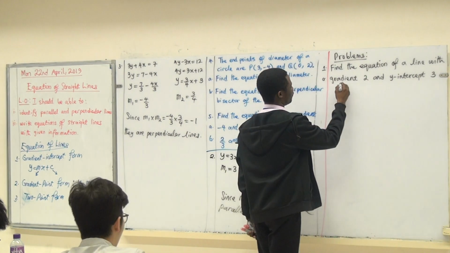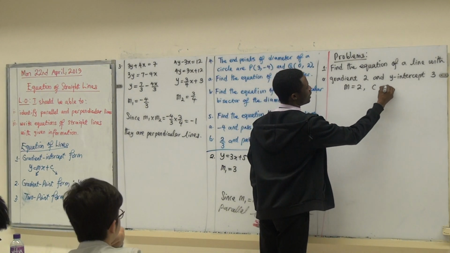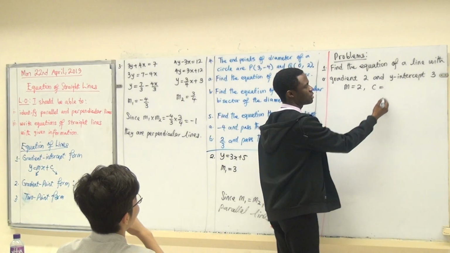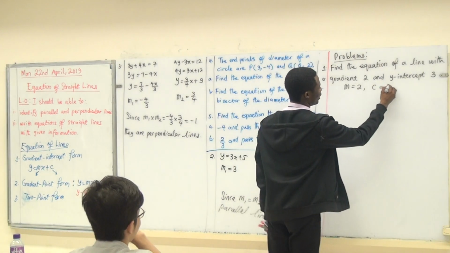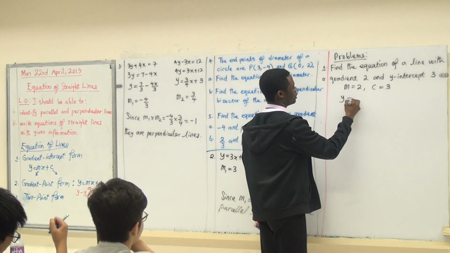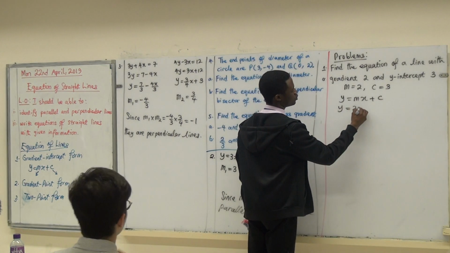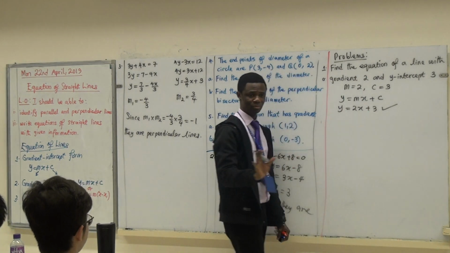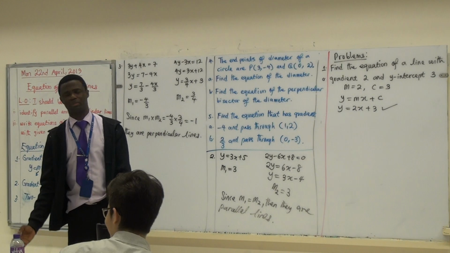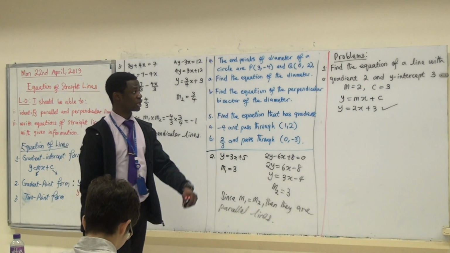So from here, what information do we know? We know m is 2 and c is 3. What does c represent? Y-intercept. So we go to the equation, y equals mx plus c, and it becomes y equals 2x plus 3, and that's it. Okay? So when you have the gradient and the y-intercept, just substitute into y equals mx plus c. Okay? So I need you to try question B.